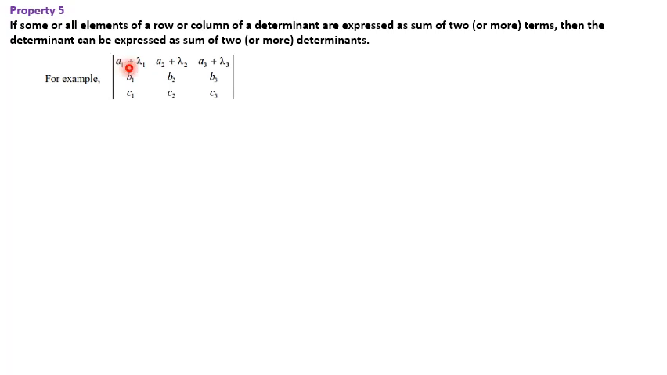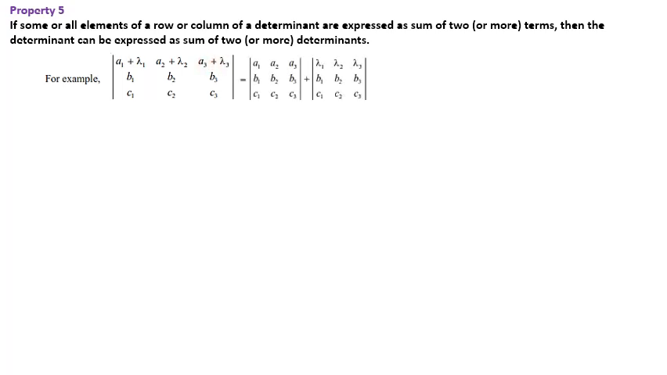Consider a determinant with first row a1 plus lambda 1, a2 plus lambda 2, a3 plus lambda 3, then b1, b2, b3, c1, c2, c3. When you check the first row of this determinant, it is a1 plus lambda 1, a2 plus lambda 2, a3 plus lambda 3. That means some elements of a row are expressed as a sum of two terms. Here the first row is expressed as the sum of two terms.